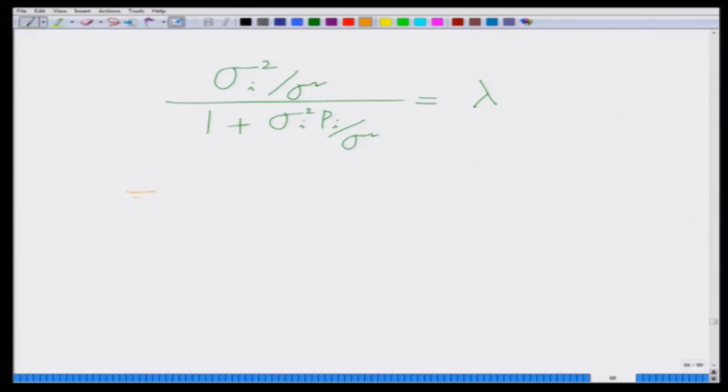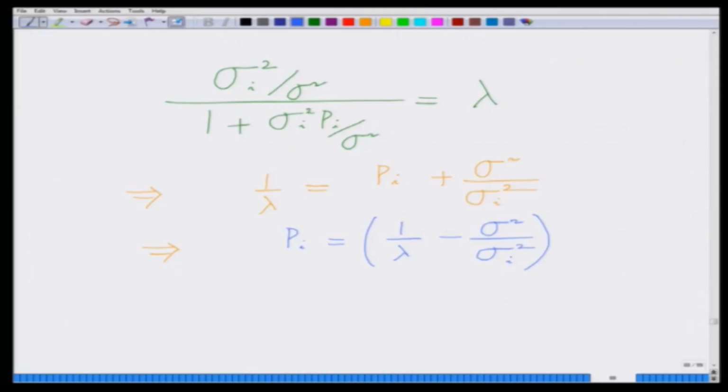which basically I can now simplify as 1 over lambda equals P_i plus sigma^2 divided by sigma_i^2, which implies P_i is equal to 1 over lambda minus sigma^2 divided by sigma_i^2, and therefore, now remember the power has to always be greater than or equal to 0.